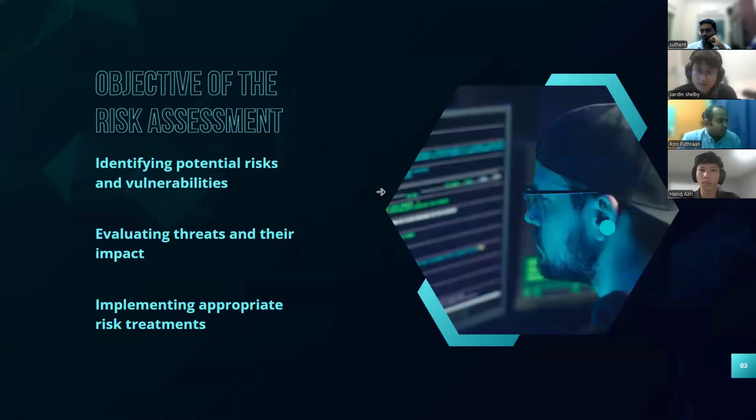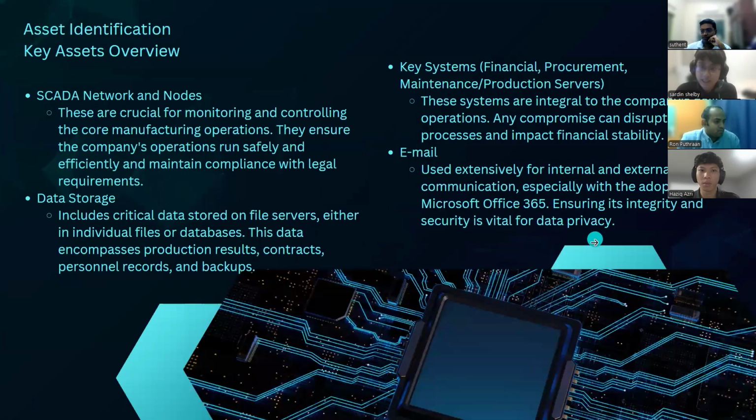Okay. So this is our objective here for the risk assessment. And next. So as you can see here, this is the key asset overview. The SCADA network and nodes are crucial for monitoring and controlling the core of manufacturing operations, to ensure that our company operations run safely and efficiently and maintain compliance with legal requirements.